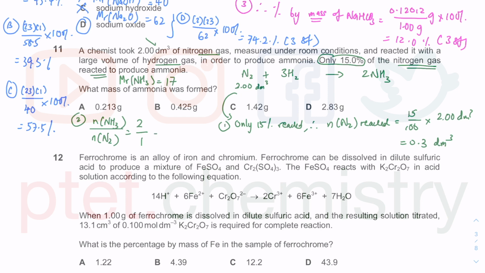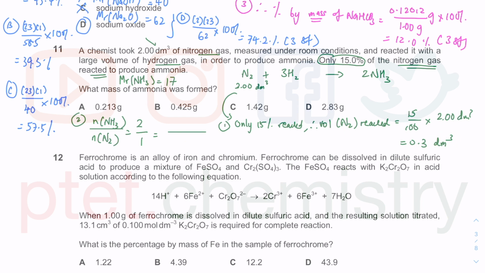So what we can do is that is the ratio from the balanced equation, but we know in reality how much of it actually reacted. So I was wrong. This is not the mole of N2 reacted. It should have been the volume. The actual volume of N2 that reacted is only 15% of the 2 dm cubed, and there is where the thing will be relevant. At the bottom here, the N2 is in terms of volume of gas.